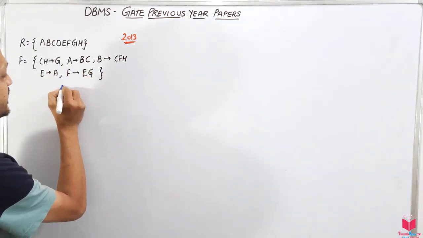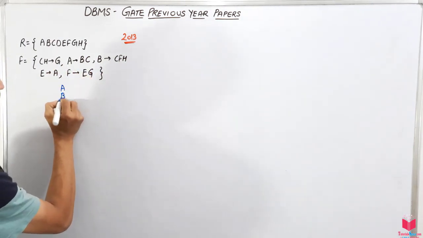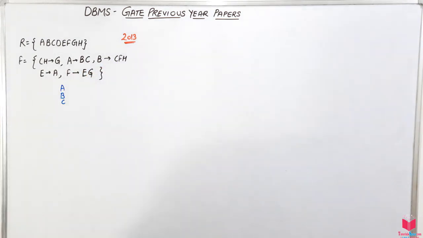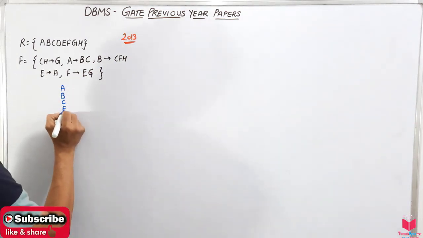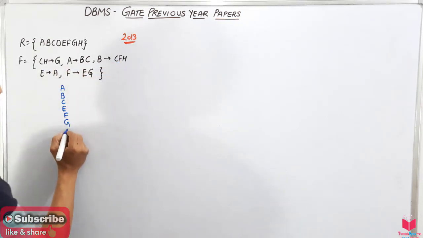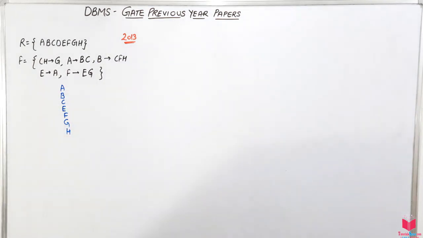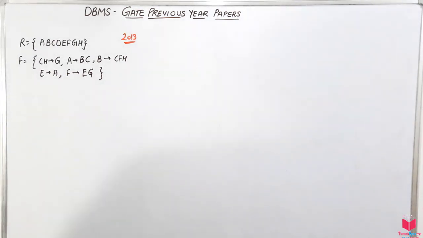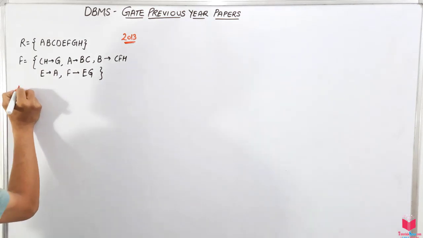Is there A? Yes. Is there B? Yes. Is there C? Yes. After C, D is not here, so we will not take D. Then after D there is E, F, then G, then H also. That means all the remaining 7 attributes are on the right hand side. That means we have to take the closure of every attribute except D, because D is not part of the functional dependencies.